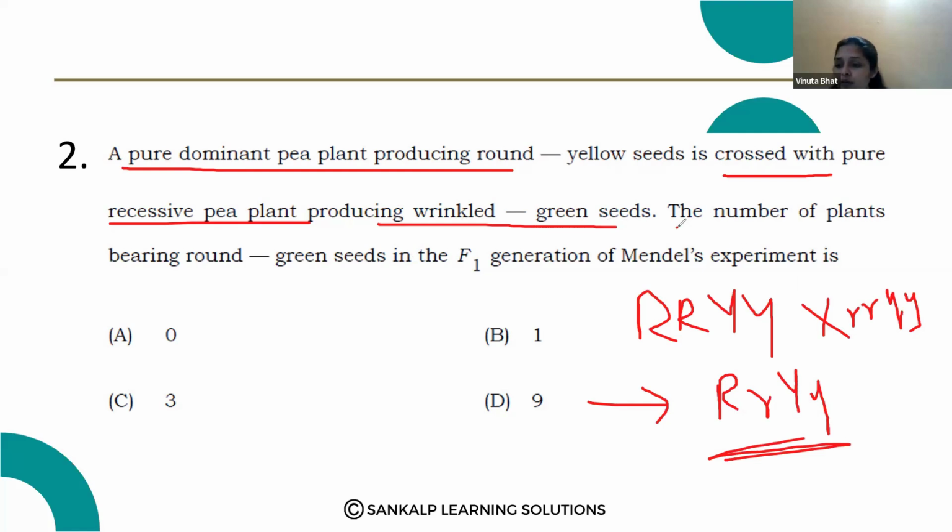See the question, the number of plants bearing round green seeds in F1 generation. In the F1 generation, no plant will produce the round green seeds. All the plants are producing the round yellow seeds in the F1 generation. So the correct answer is, see, option A 0, option B 1, option C 3, option D 9. So here the number of plants bearing round green seeds is zero. So option A is the correct answer, that is 0.